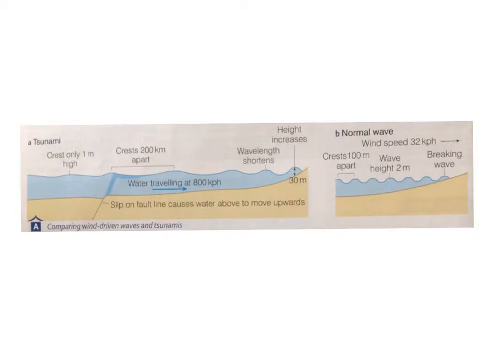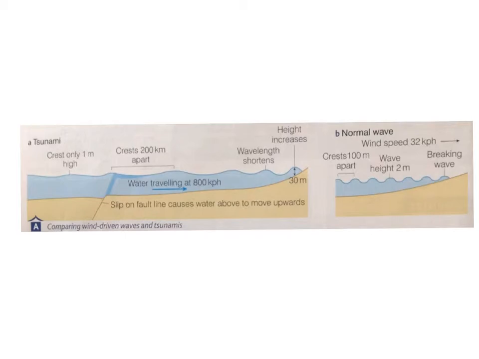Now a normal wind-driven wave may have a length of about 100 metres, as you can see on this diagram here, between the crests, but a tsunami may be, as it says here, 200 kilometres apart. That's a big difference in the length of those waves. The heights also greatly differ. So 2 metres for a normal wave, between the crest here and the bottom there, compared to 1 metre for a tsunami when it's out at sea. So you can see the wave isn't very high when it's out at sea. However, when it reaches the coastline, then the height can increase up to 30 metres.